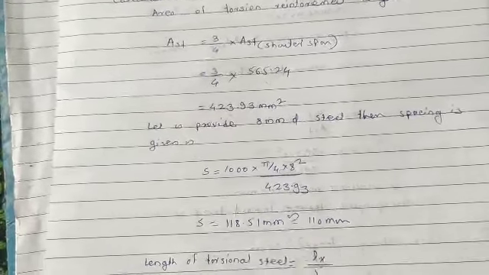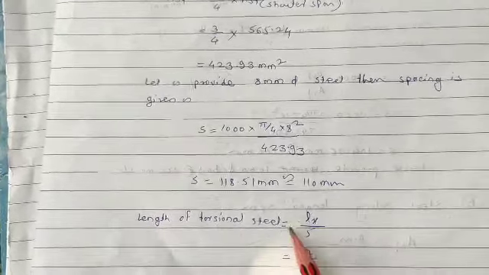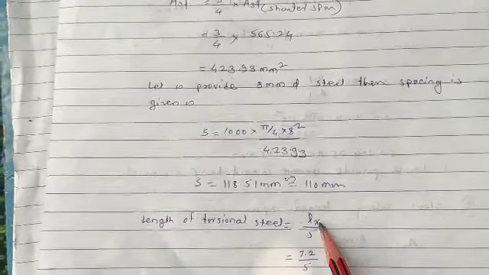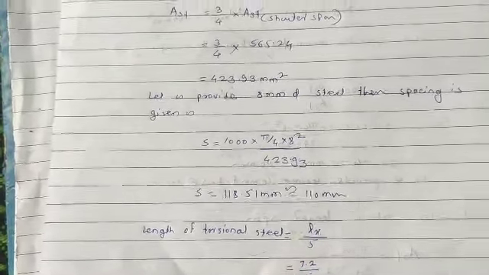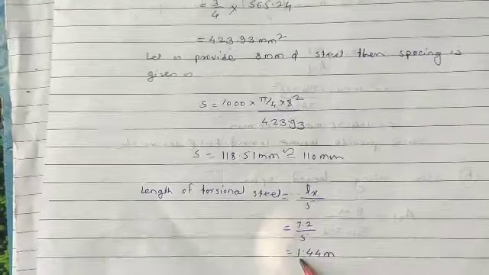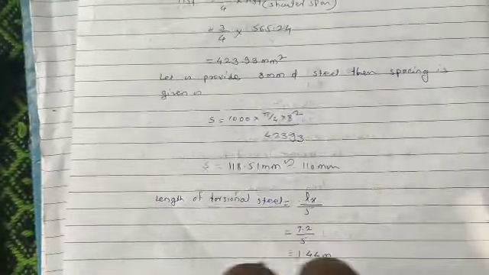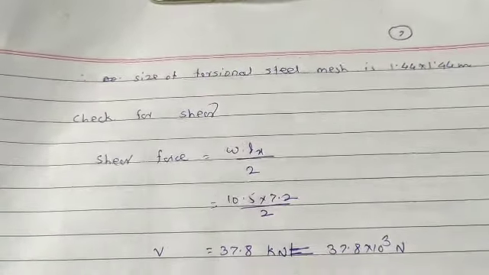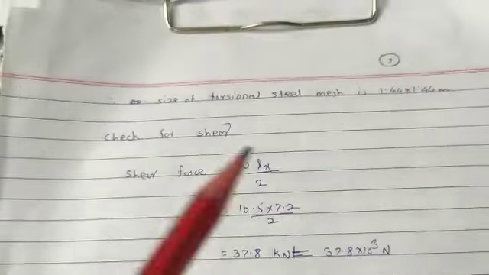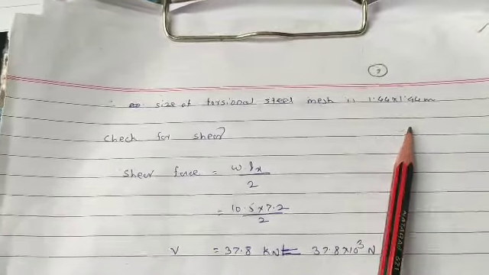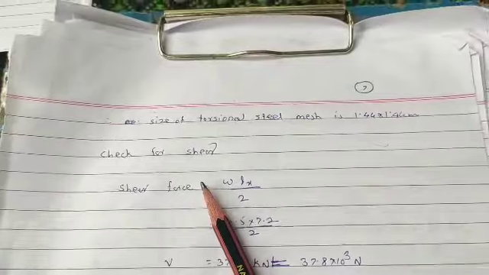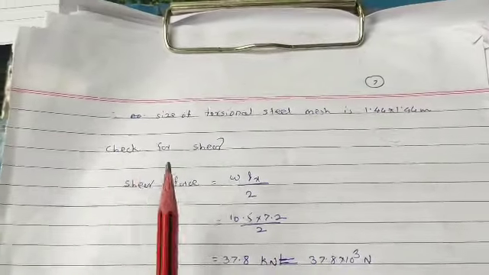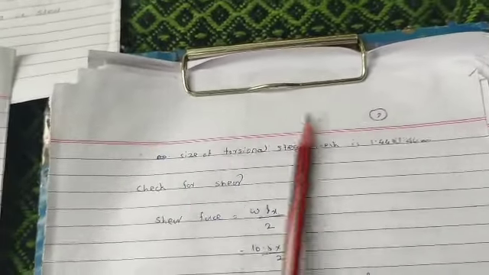Then the length of the torsion steel, again I specify that this length of torsion steel will be LX, that is the span along the shorter span direction, divided by 5. So we have to provide length of torsion steel up to 1.44 meter from the face of the wall. Hence the size of the torsion steel mesh will be 1.44 into 1.44 meter, because the span in both directions, along the shorter span it will be 7 meter, and along the longer span it will be 7 meter. So this is about the calculation of the steel.